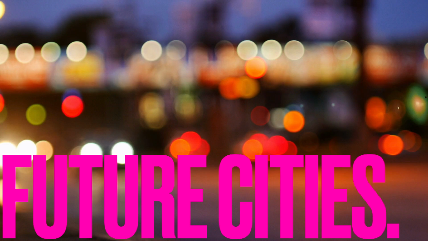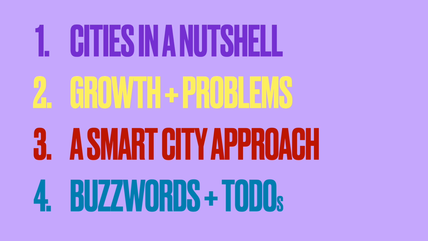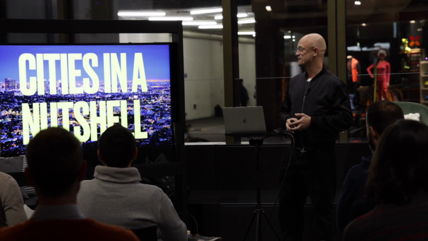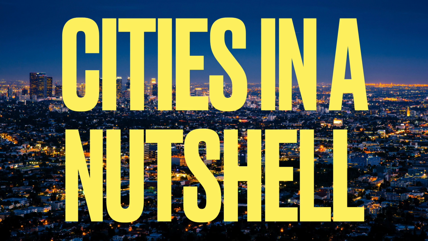Four chapters. The first one is going to be cities in a nutshell. That's like a brief introduction to the concept of cities in general. Second one is going to be growth and problems. So how did we end up in this situation in which we are now? Smart city approach, that's actually the part where I do the buzzword bingo. And then to-dos is more like the call to action, and just everybody leaves motivated, and yeah, let's see if that works. So, cities in a nutshell.